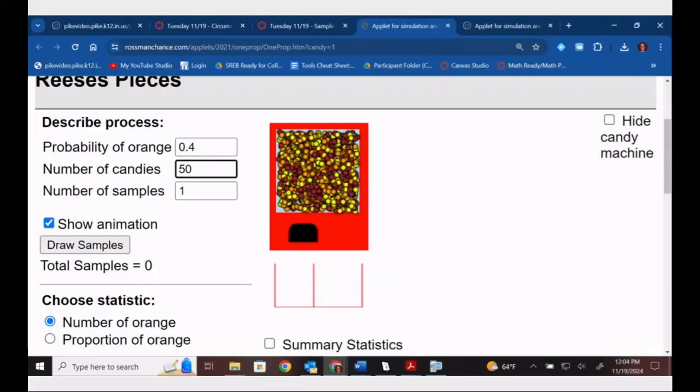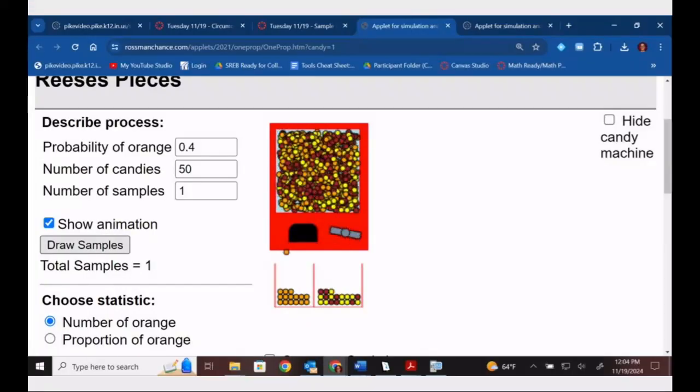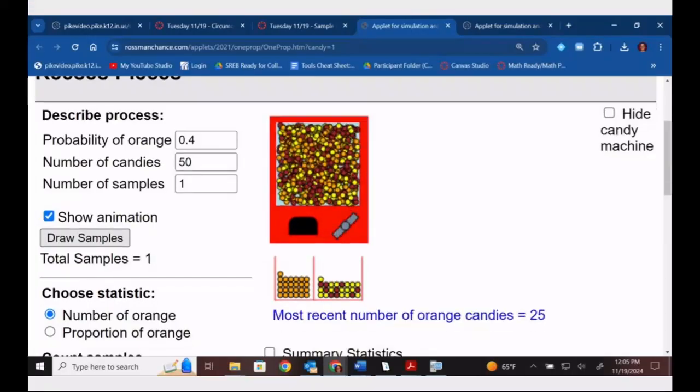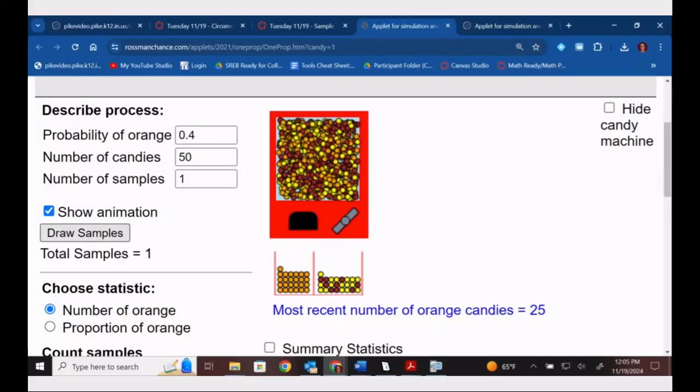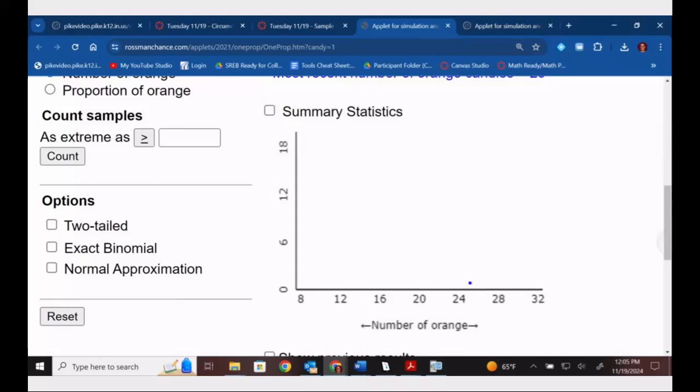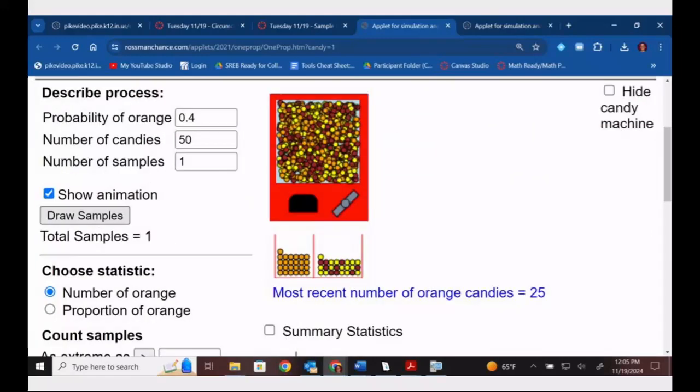And for my example up here, I'm going to pull one sample so you can see what's happening. Then I'll give you directions as far as exactly what I want you guys to do. I'm going to leave the animation on. When you're doing this on your own, you might want to skip the animation because it goes a lot faster. This is going to pull a sample of 50. And it's separating out the orange from the not orange candies. And so it tells me right here, the number of orange candies that I got was 25. And if you scroll down a little bit, it starts to make a dot plot for you. So you can do this lots and lots of times.